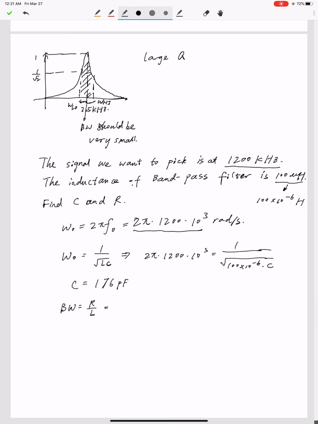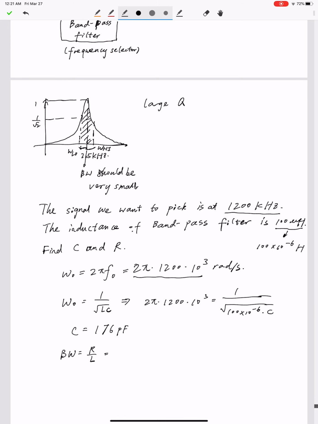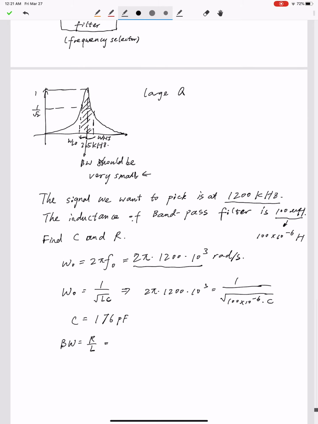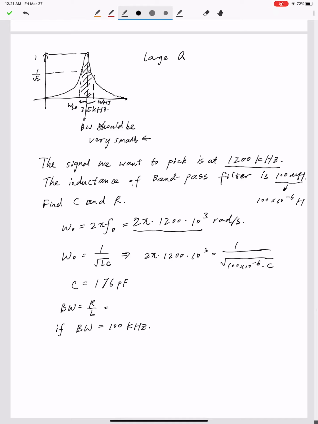As I mentioned before, the bandwidth should be very small because we want to precisely pick the frequency we want. So let's see if the bandwidth equals 100 kilohertz. Okay, let's just assume the bandwidth equals 100 kilohertz.